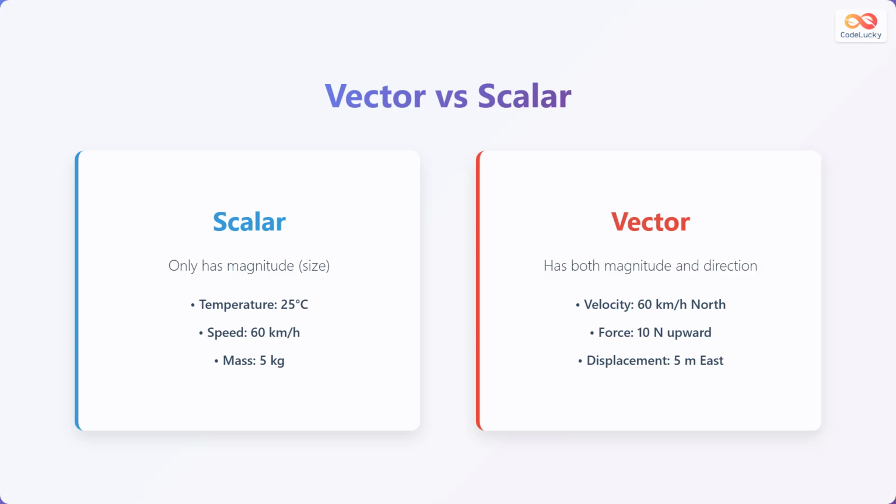Vectors are different from scalars. A scalar only has magnitude or size. Examples of scalars are temperature, like 25 degrees Celsius, speed, like 60 kilometers per hour, and mass, like 5 kilograms. Vectors, on the other hand, have both magnitude and direction. Examples of vectors are velocity, like 60 kilometers per hour north, force, like 10 newtons upward, and displacement, like 5 meters east.